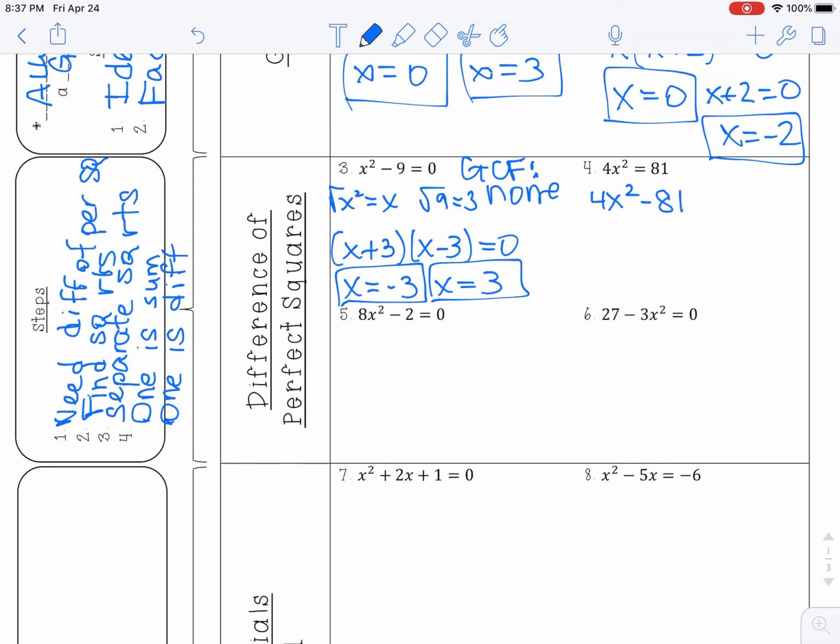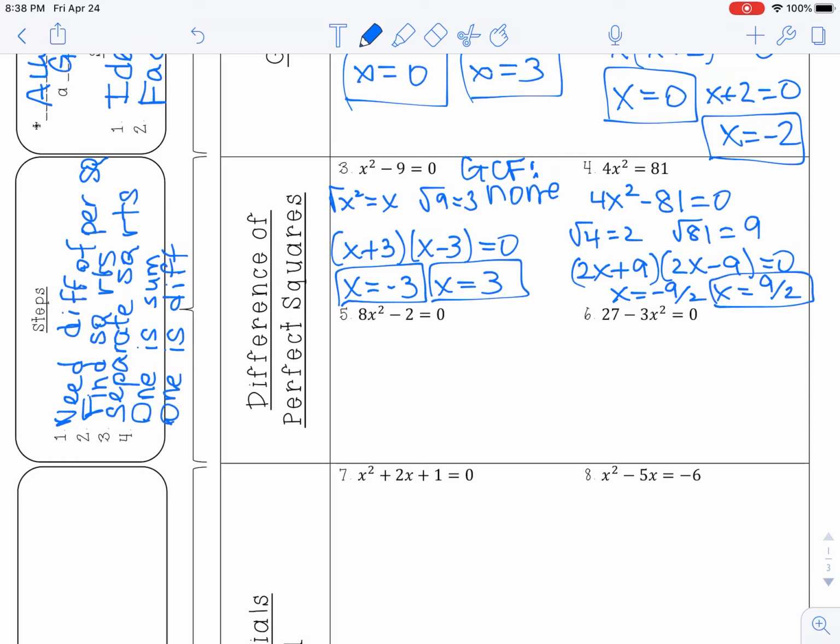Again, you have to have everything on one side. Square root of 4 is 2. Square root of 81 is 9. So you have 2x plus 9, 2x minus 9. So you get x equals negative 9 halves, x equals positive 9 halves.